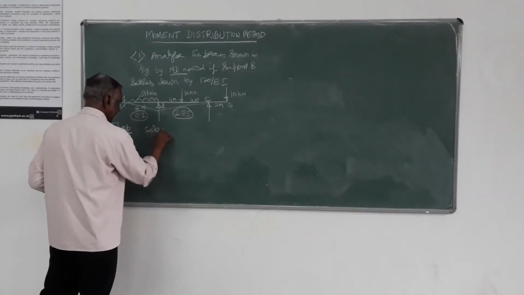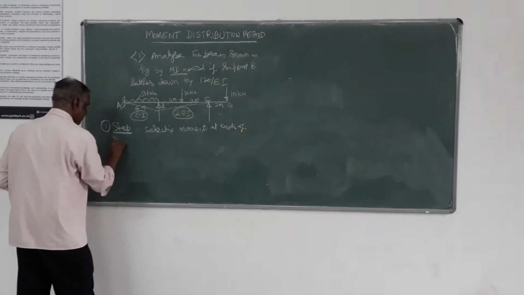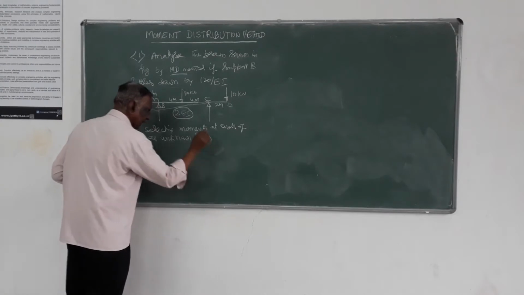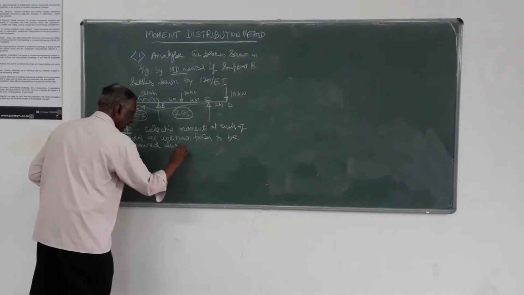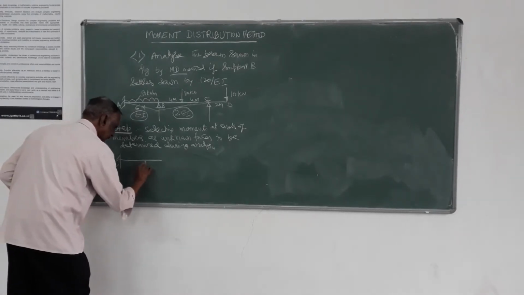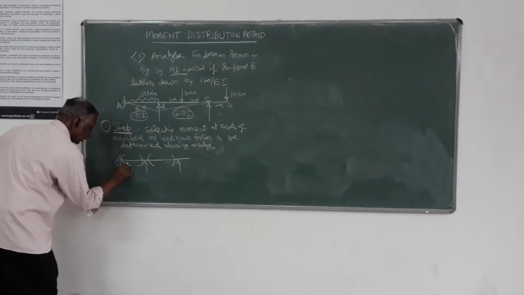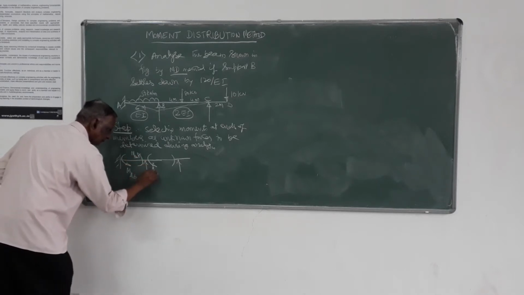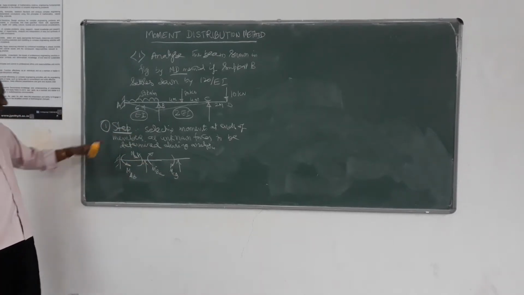So first step, you say selecting moments at ends of members as unknown forces to be determined during analysis. So you can show what all the forces to be determined. So these are the things, the moments at the ends. That is MAB, then here MBA, here MBC and MCB. All I have taken clockwise because positive direction only I have taken.